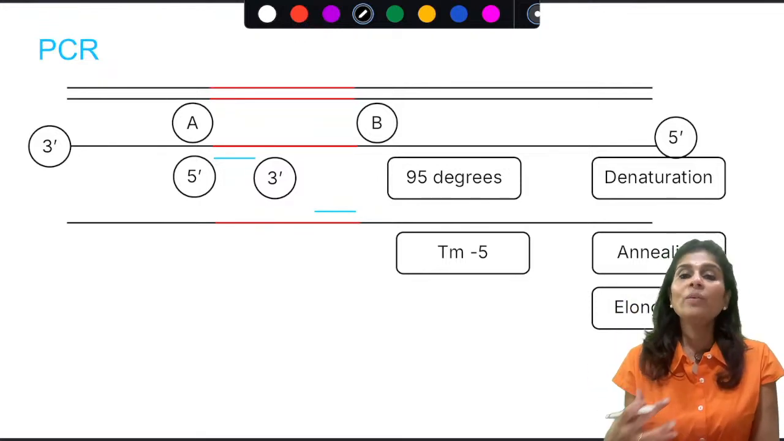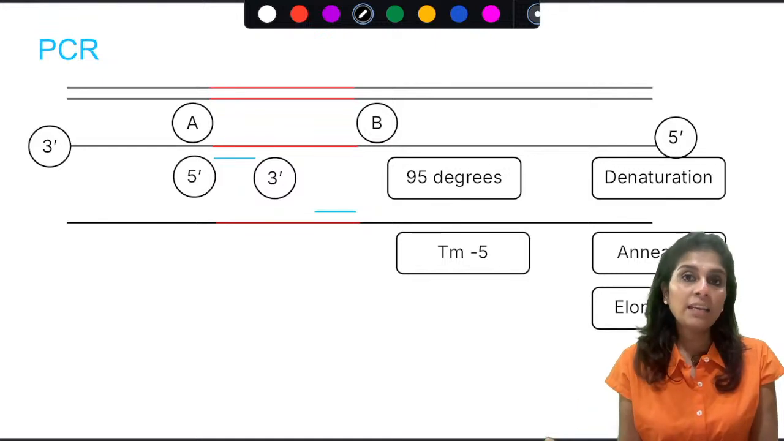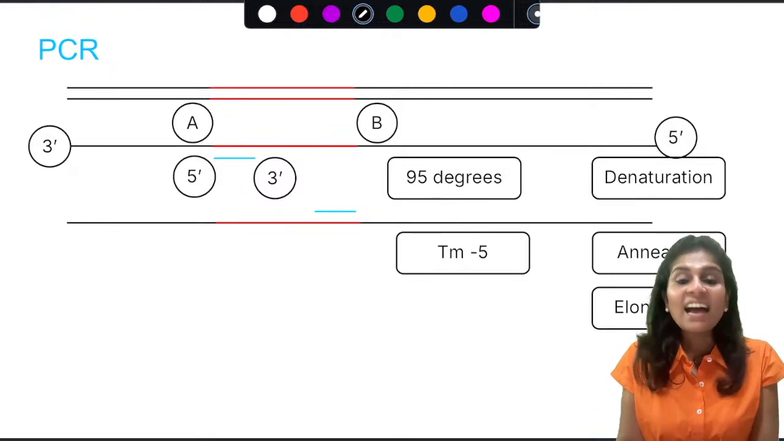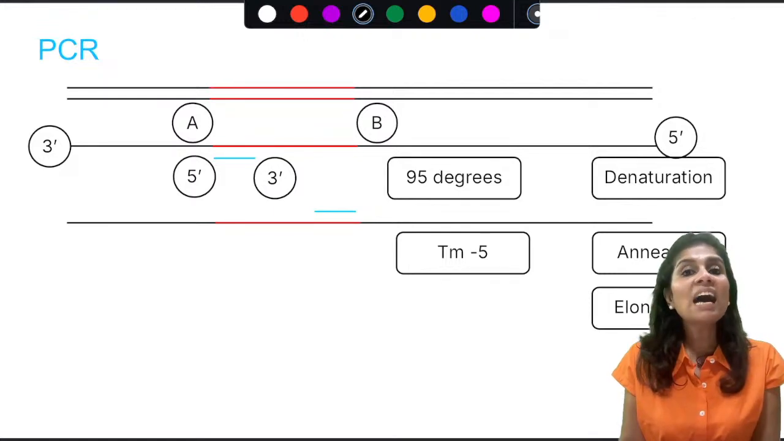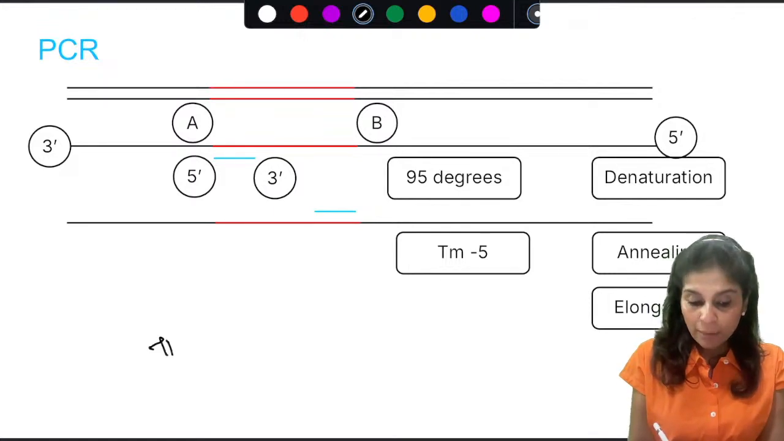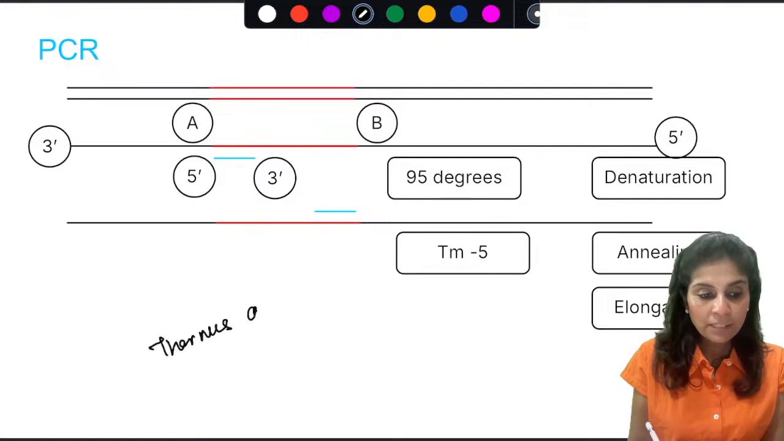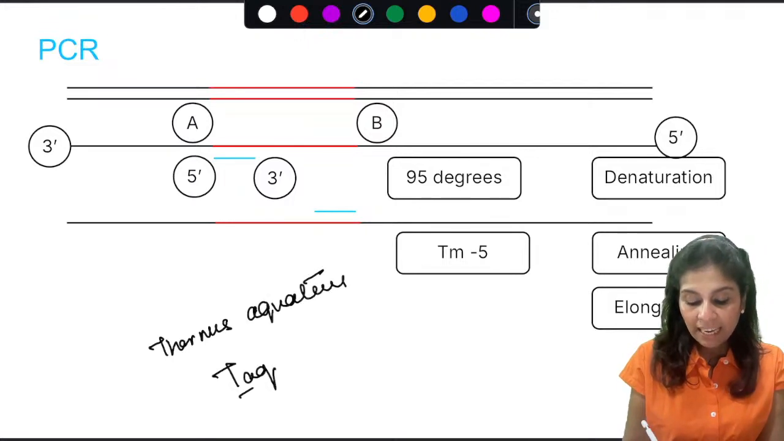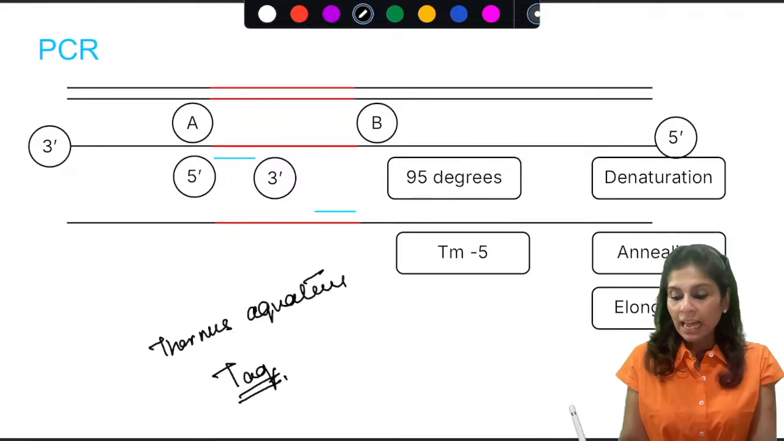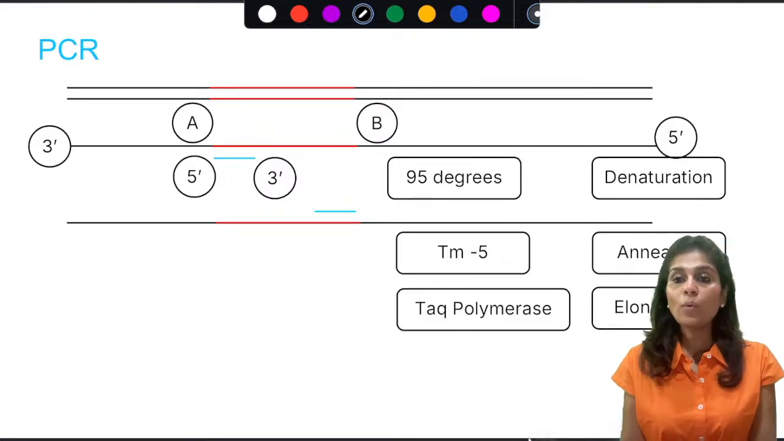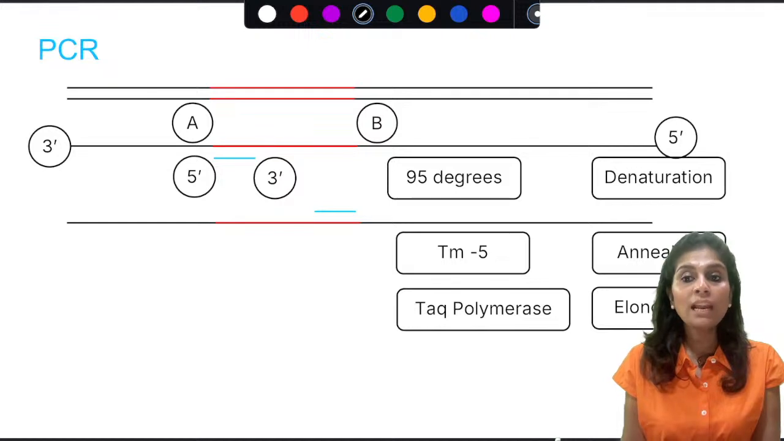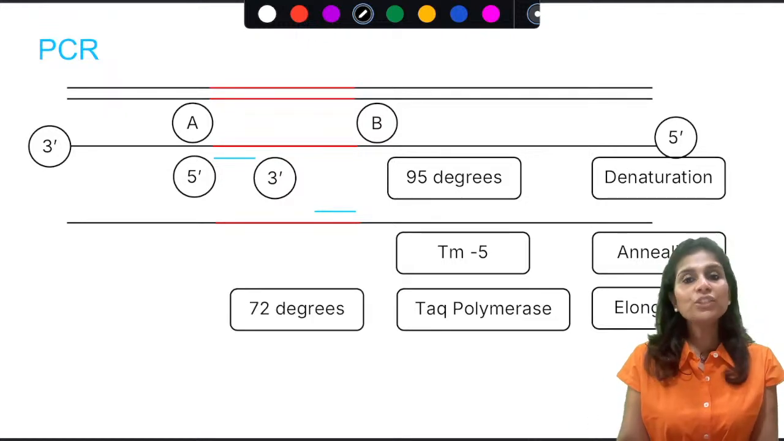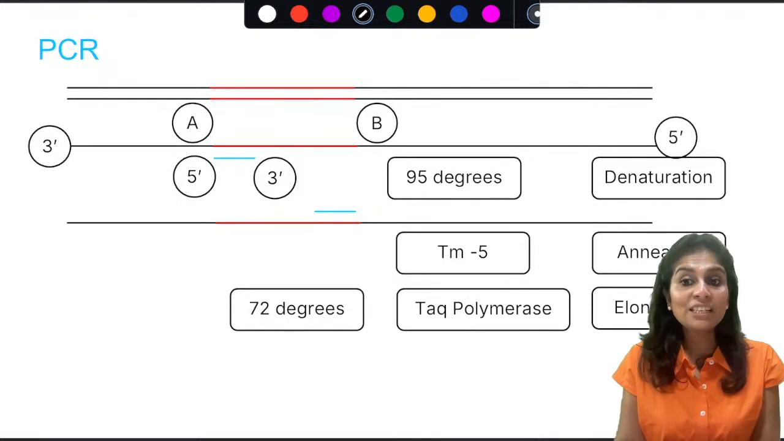That is why we have extracted a thermostable DNA polymerase from an organism which lives in hot springs. And that organism is Thermus aquaticus. What is the name of the organism? The name of the organism is Thermus aquaticus. And the DNA polymerase is called Taq DNA polymerase. And the optimum temperature that is required for Taq DNA polymerase to elongate a new strand is 72 degree. That is why the elongation step is always carried out at 72 degree.